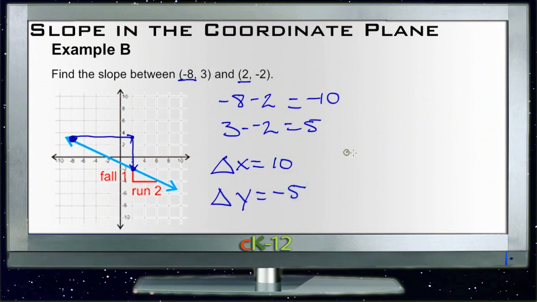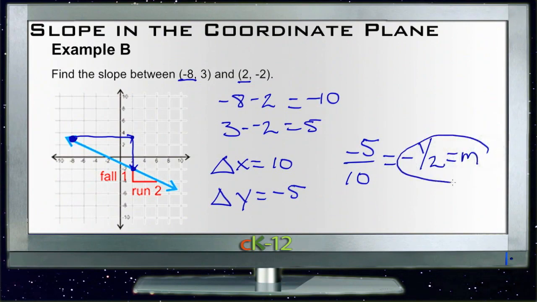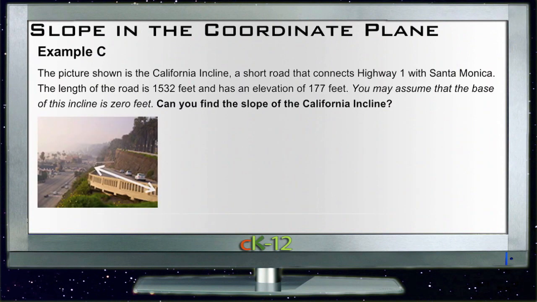So that tells us that our rise, -5, over our run, 10, which reduces to -1 over 2, is our m, or our slope. So we have a slope of -1/2. And we shouldn't be surprised with that, because we know we had a negative slope given that the line falls, or goes down, from left to right as we look at it. All right, let's take a look at example C.